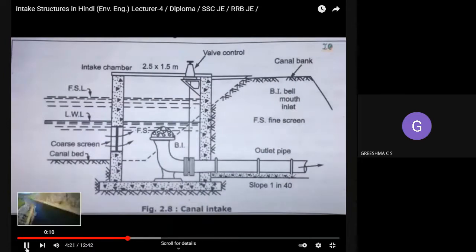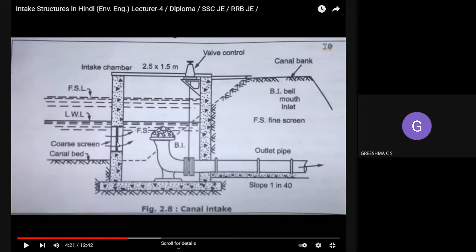You can see this is a canal intake. Yesterday we studied about the canal intake. This is the canal bed, and here they will be providing a gate, and at the bottom of this gate they will be providing a coarse screen. That means this floating matter should not enter.